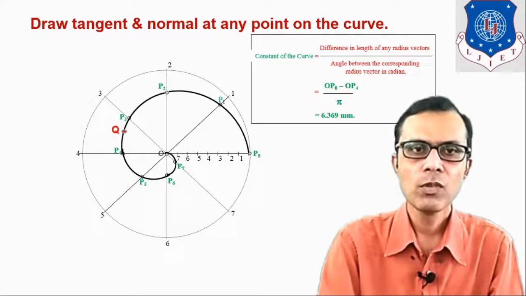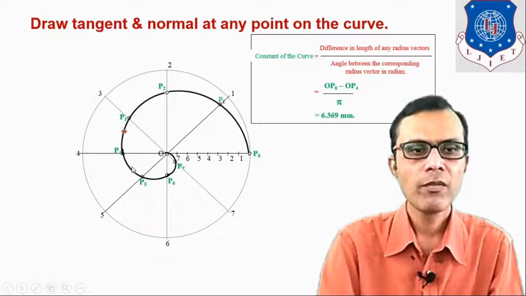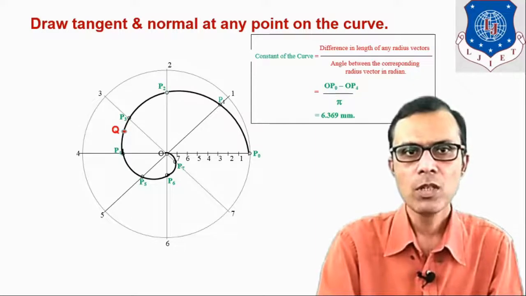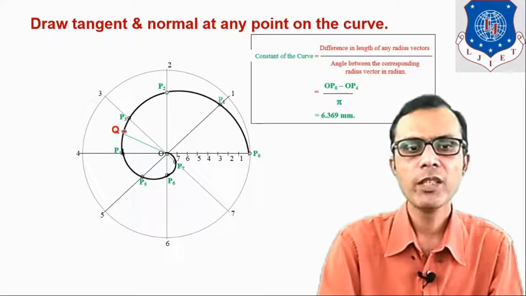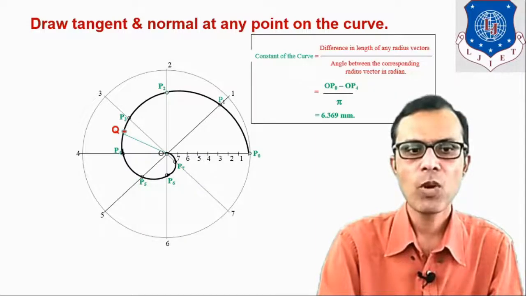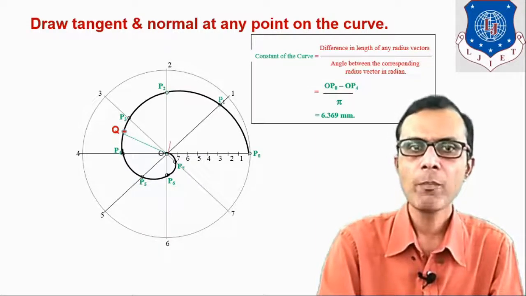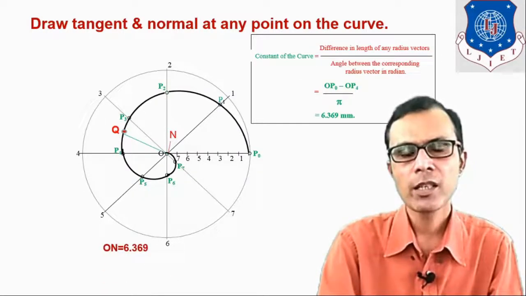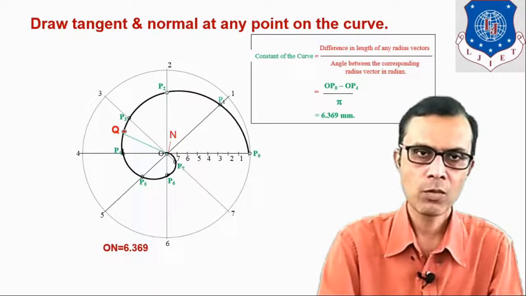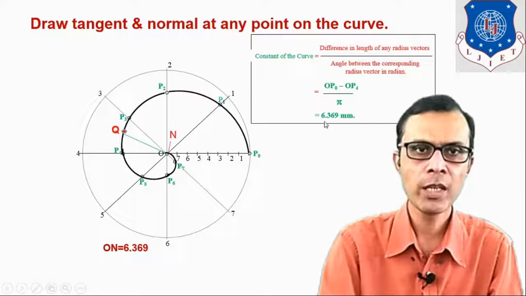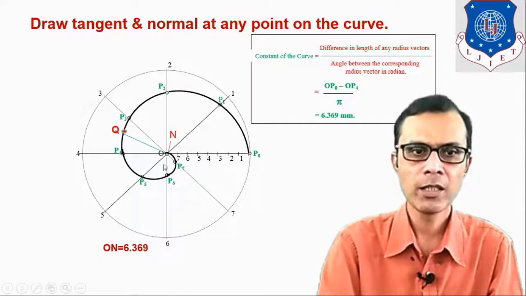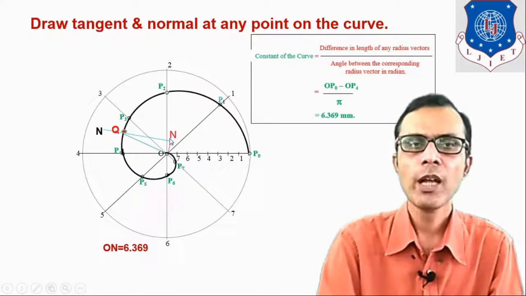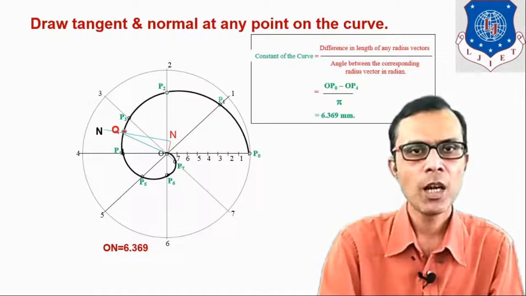Now we can draw the tangent and normal. So here we are considering any point Q on the given curve. Now we have to join point Q with the center point. Now from point O we have to draw a perpendicular line ON, and the dimension of ON is equal to the constant of the curve. So in this case this value is 6.369. ON is 6.369. Join points N and Q and extend it in the same direction up to a certain length.